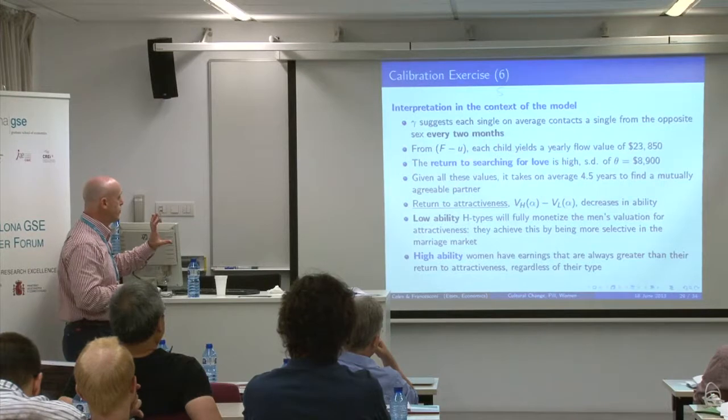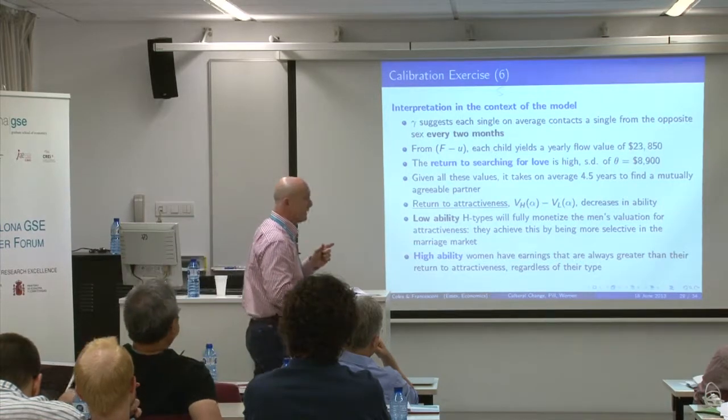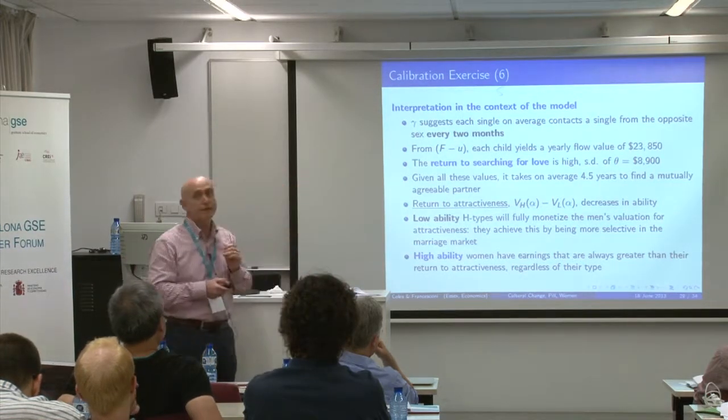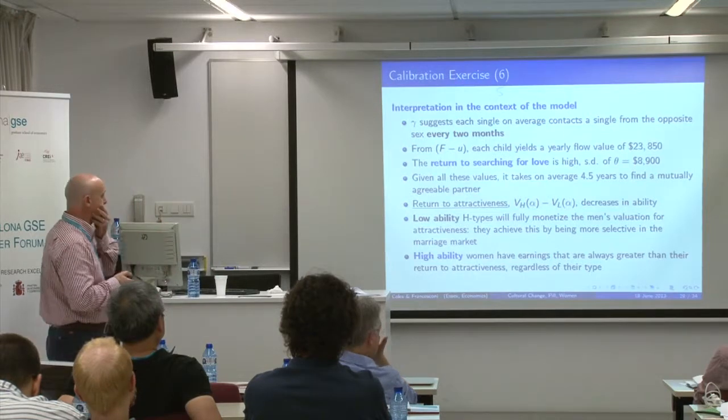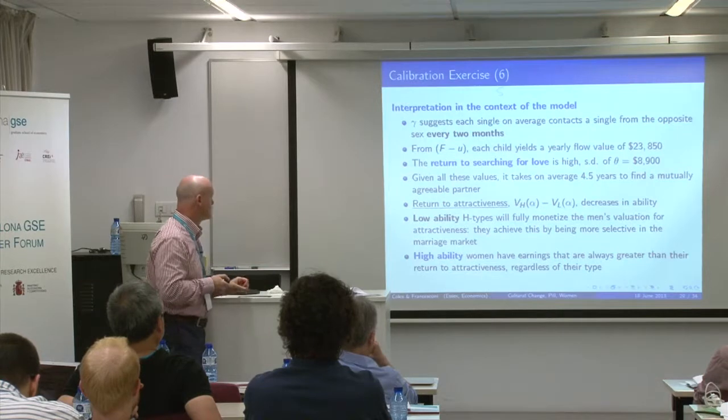So basically, once we factor all of this in, we can compute the average time to find an agreeable partner, which is about 4.5 years. Whether or not this matches with statistics that are out there, I don't know. But that's the sort of stuff that we have.